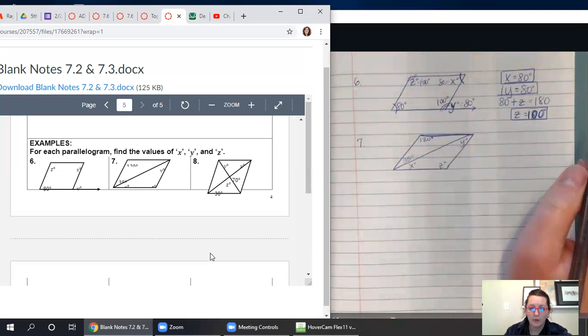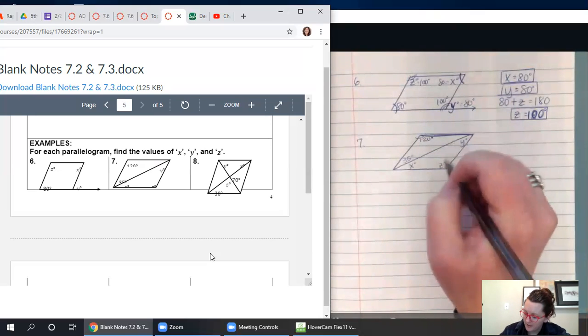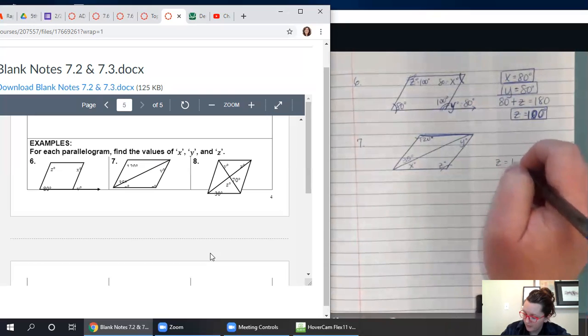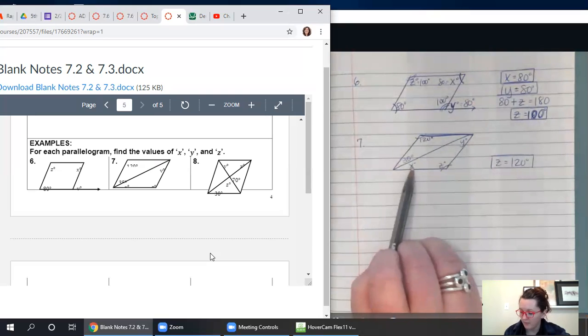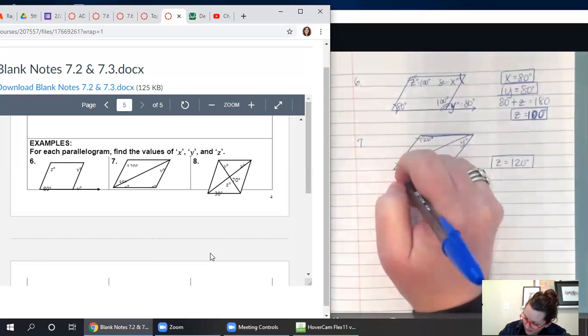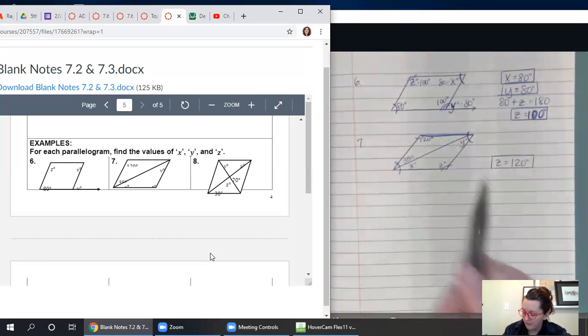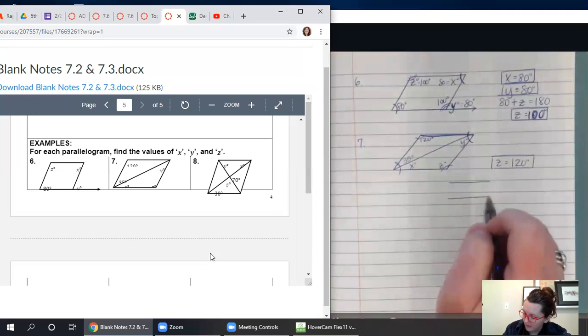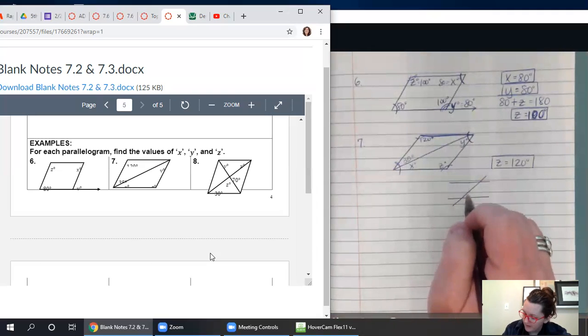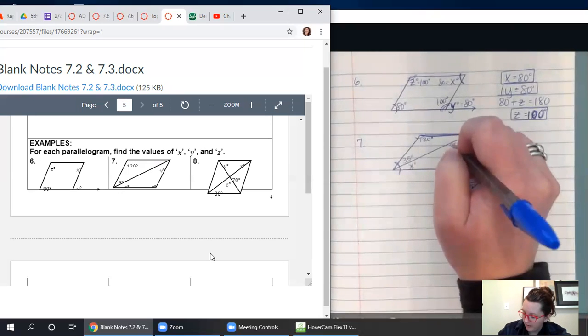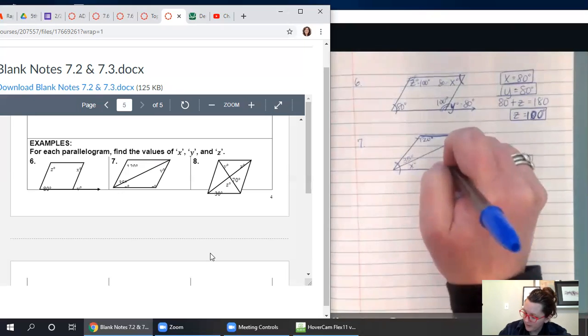All right, so what do I know about angles? My opposite angles are congruent, right? So if this is 120, then I know Z is also 120. That's my opposite angle. That's one answer. Then I have some funky stuff going on here. These are going to be congruent, right? But it's split in half. So thinking about those parallel lines cut by a transversal, if this is 35, then this one's 35 because it's alternate interior angles, right? So Y is going to be 35 here. And this is 120.